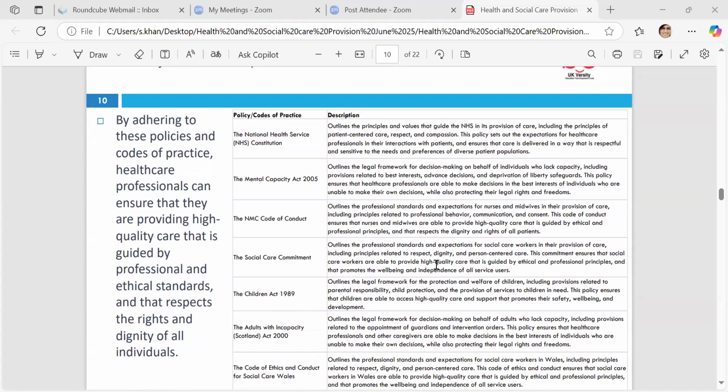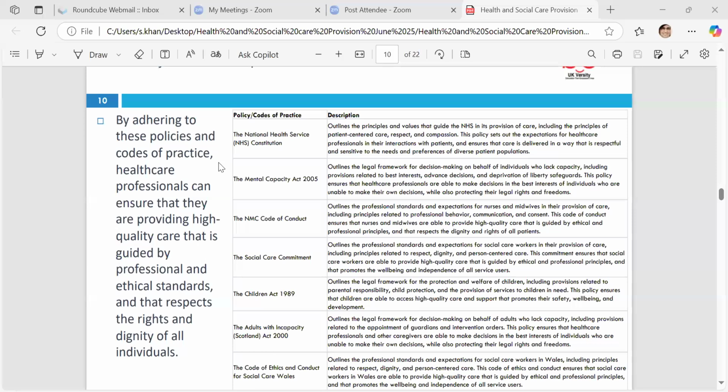And then we've got the NMC Code of Conduct, which is the code of professional standards of practice and behavior for nurses, midwives and nursing associates. It outlines what they are expected to do and their behavior, ensuring safe, effective and ethical practice. The code has four key themes: prioritizing people, practicing effectively, preserving safety, and promoting professionalism and trust.